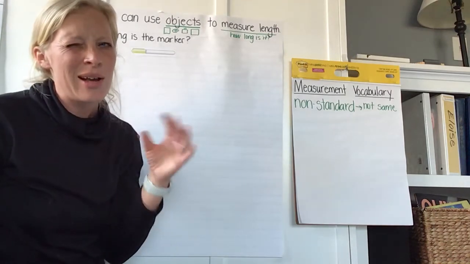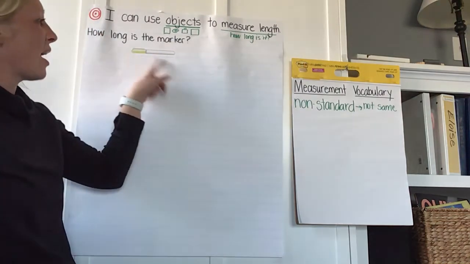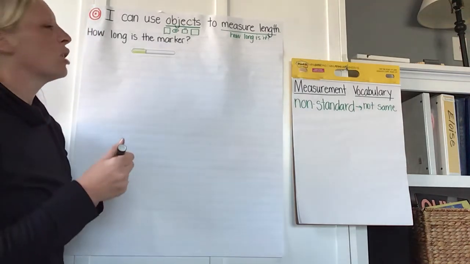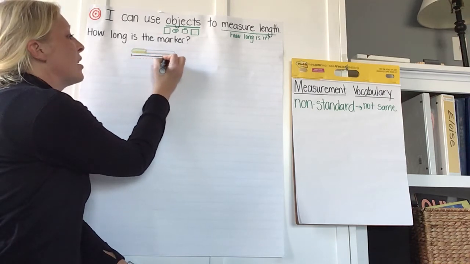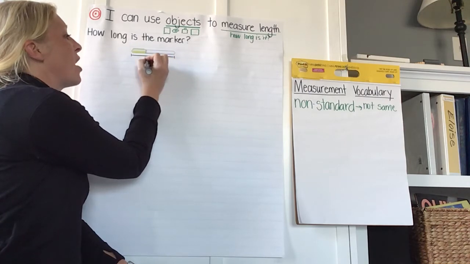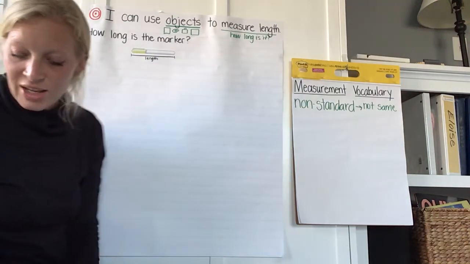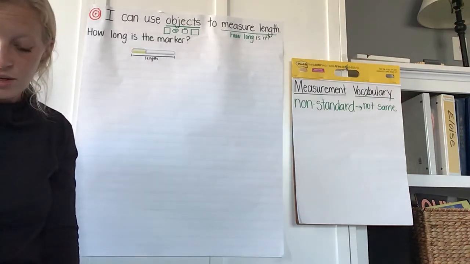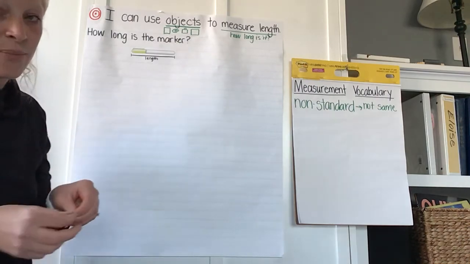Before we can do that though, let's warm it up with a little non-standard unit of measure. Let's take a look at my marker. Look at that marker. How long is it? Well, remember, when we're thinking about how long something is, we're talking about its length. That means from start to finish, how long is it? What could I use to measure? Well, I could use my tiles. I could use my little cubes. I'm going to use some paper clips.